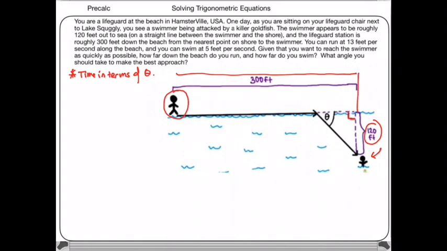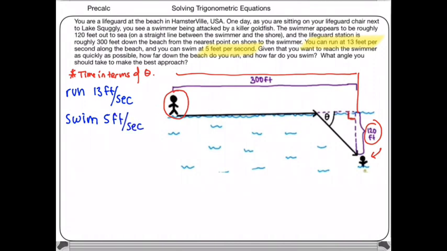Okay, so that said, something that is going to be super important to solving this problem, because I did a lot of labeling in the diagram, is that we know that we can run at 13 feet per second, and we know that we can swim at 5 feet per second. So how is this going to play into things? I'm going to show you that in a minute here.